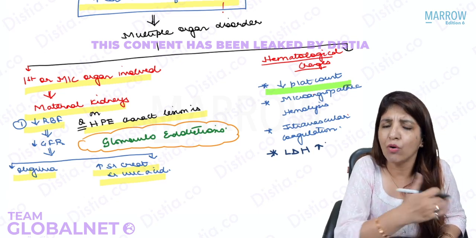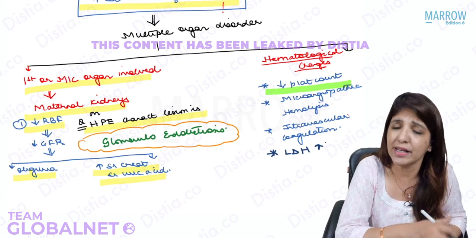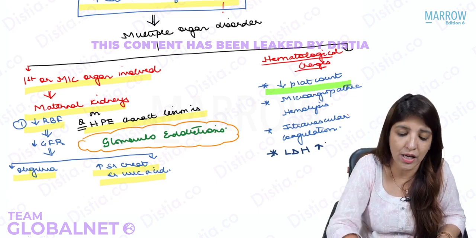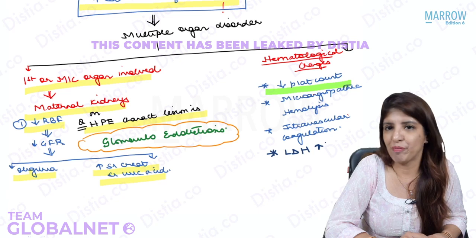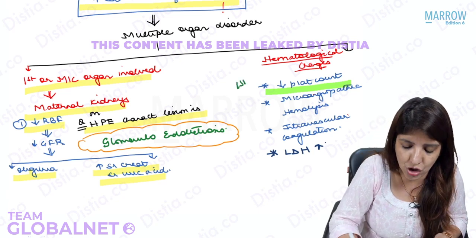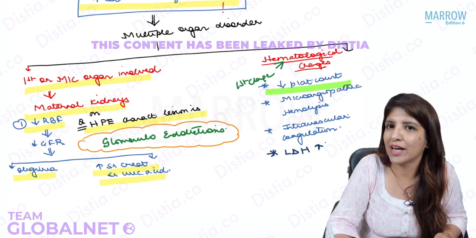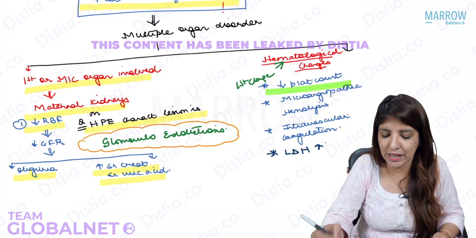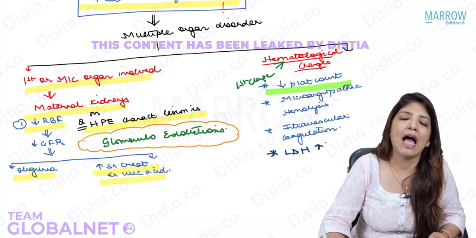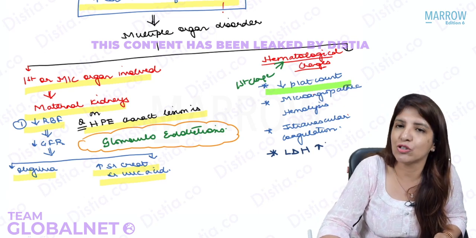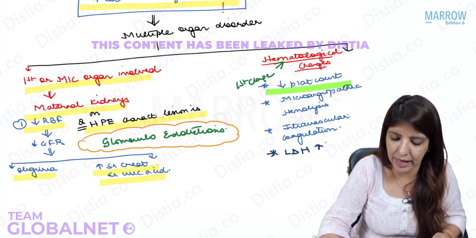Liver will be affected. How will the liver be affected? Just now I told you. Kidney, I told you how it is affected. Now let us see what are the hematological changes which you get in case of PIH. Number one, and the first hematological change is decreased platelet count. Apart from that, you are going to get microangiopathic hemolysis, intravascular coagulation, and LDH levels are going to increase. Right, so these are the hematological changes which you see in PIH.